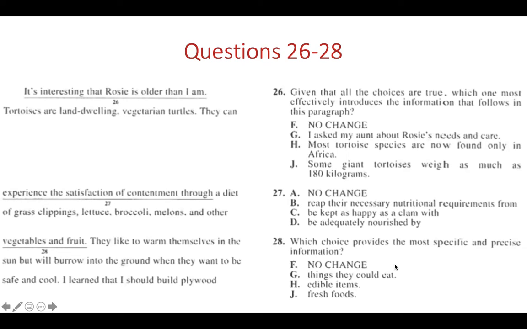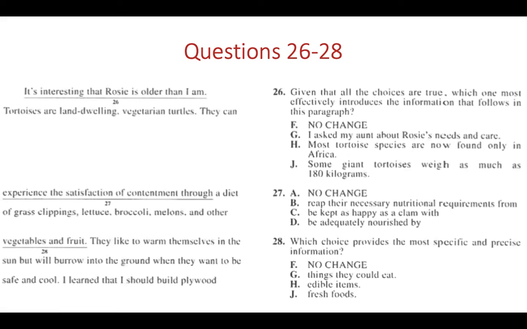The best one is what you can say in the least amount of words, okay? Be concise. They can be adequately nourished by a diet of grass clippings, lettuce, broccoli, melons, and other vegetables and fruits. Although the others sound nice, reap their necessary nutritional requirements and experience the satisfaction of contentment through, it's not necessary. And this is just actually clearer, and like I said, more concise. And like cute, you're trying to have a cute little simile, but no.